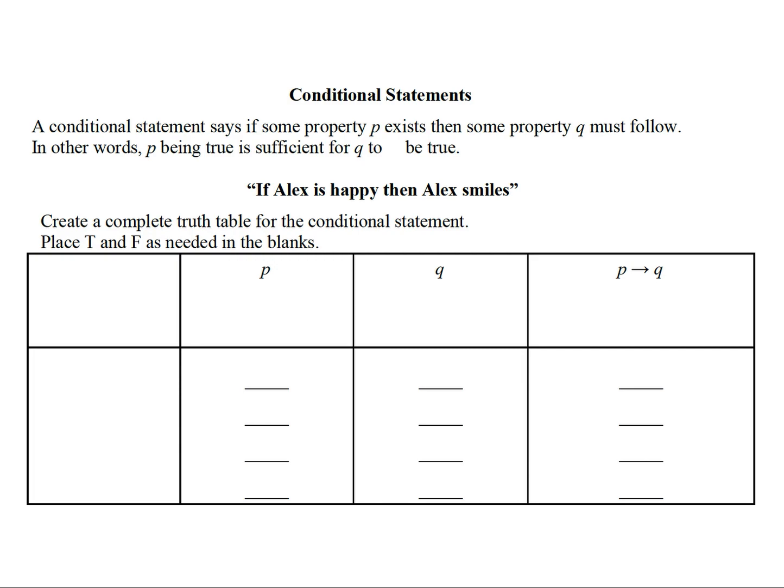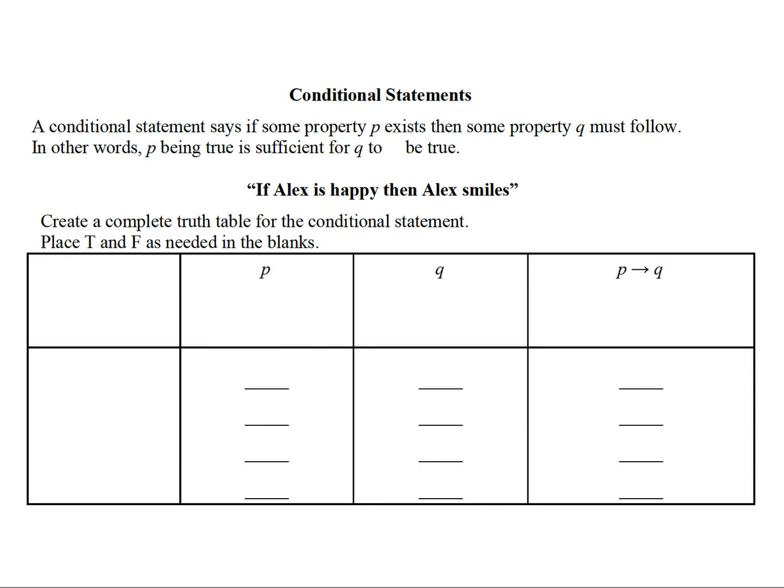A conditional statement says if some property P exists, then some property Q must necessarily follow. In other words, P being true is sufficient for Q to also be true. Let's take the statement, if Alex is happy, then Alex smiles. Complete a truth table for that conditional statement.